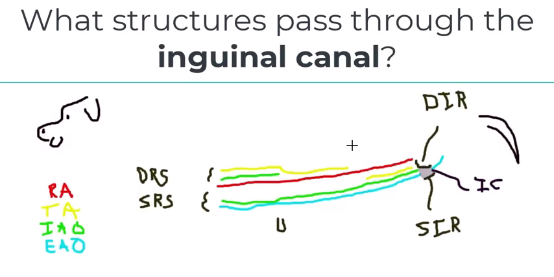So what structures pass through the inguinal canal when they exit the abdomen? You should be able to tell me.